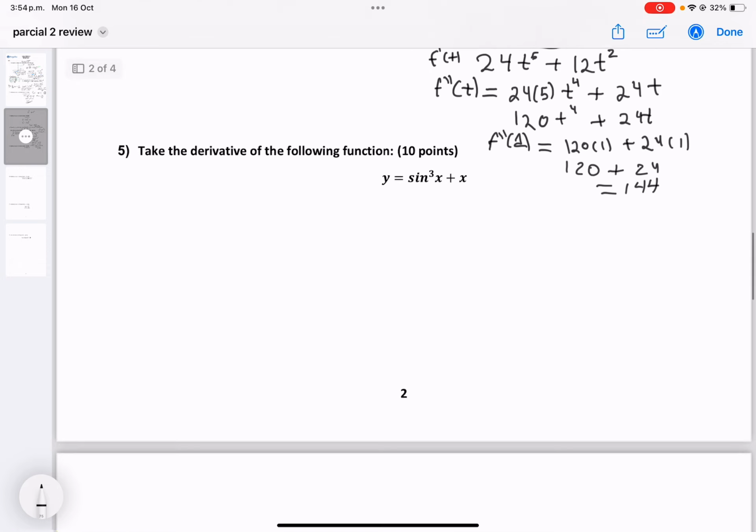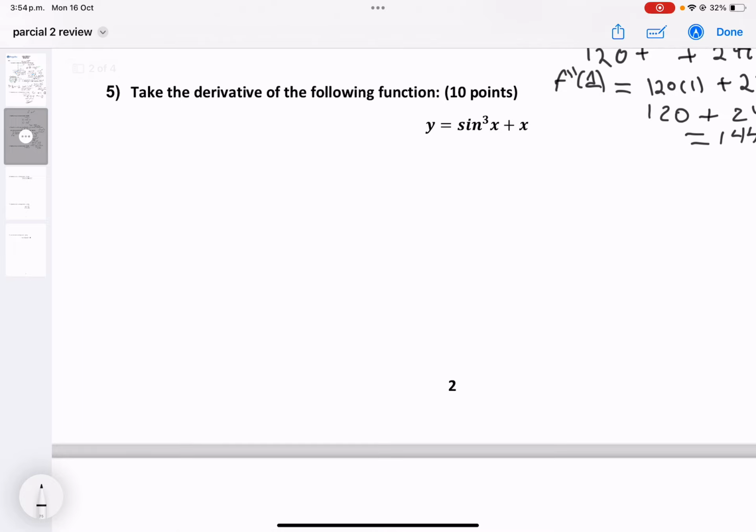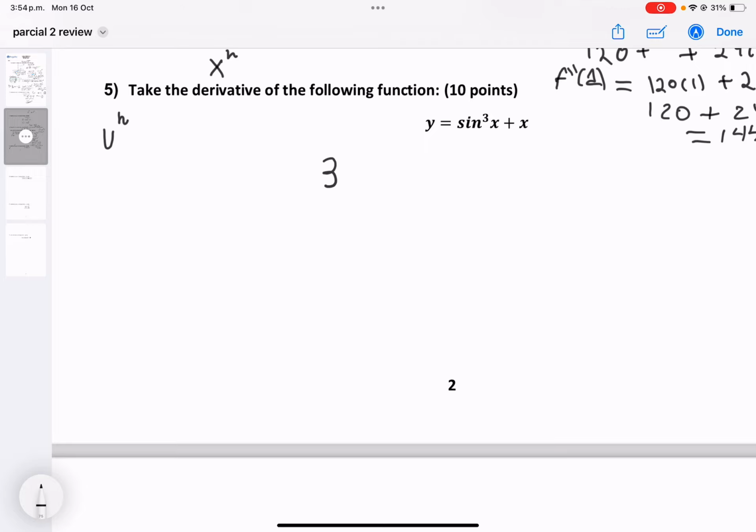Now, number 5, take the derivative of the following function. We have sine cubed x plus x. Here, I will also do the chain rule because I have u to the n. This is u and this is n. You see that I don't have x to the n. Instead of an x, I have a trigonometric function. That's why I have to use the chain rule. So, for this one, I will write 3 sine squared of x. What I am doing here is applying this rule.